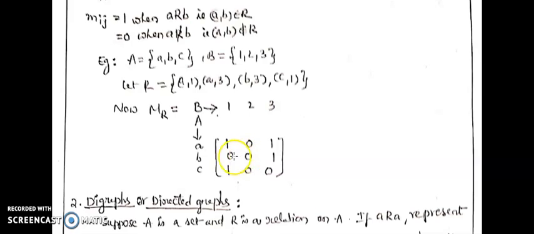This is called the relation matrix representation of the given relation between the 2 given sets. Based on this, for any relation, the relation matrices can be formed.